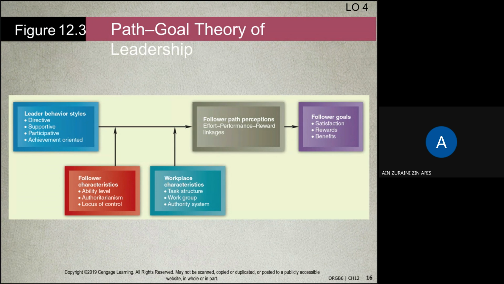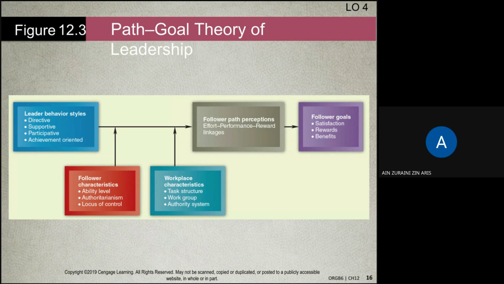Okay, so now how does the leader know which style to use? Okay, so they must first consider the follower characteristics and the work environment. For example, in terms of follower characteristics, are the team members confident, what is their ability level, experience, or independence? If yes, they may prefer participative or achievement-oriented leadership. If not, then they might need directive or supportive guidance.